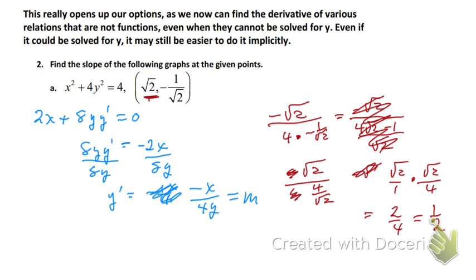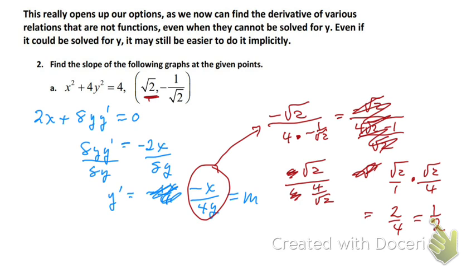If we wanted the equation, that'd be pretty easy with those points. But it didn't ask for it, so let's keep going, unless somebody has a question. Wait a minute, so the y prime equals negative x over 4y, that's the equation? And then the points plugged in is the slope? Mm-hmm. I just took this and plugged in the point.